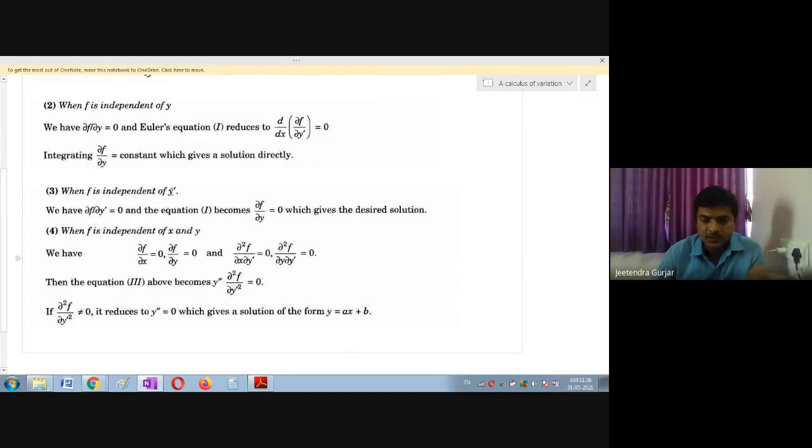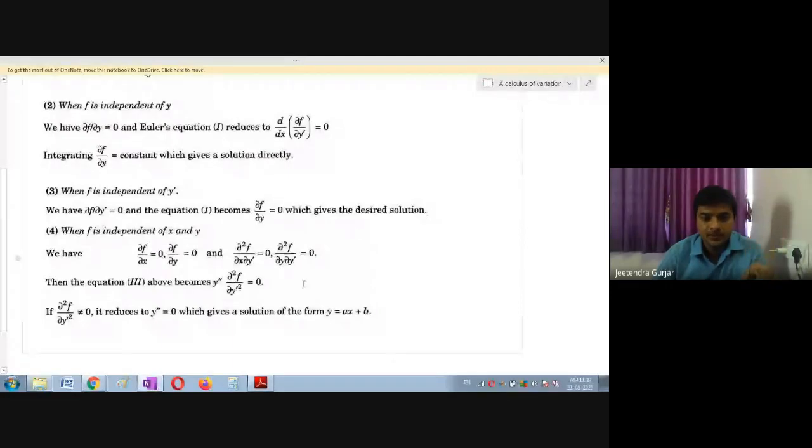Okay, so when f is independent of y', this is a little bit different. f is independent of y' means dou f upon dou y' is equal to 0. So 0 cannot be the solution, so there must be some solution. Therefore, Euler's equation will become dou f upon dou y is equal to 0, which gives the direct solution. Or we just integrate this and simplify the problem, students.